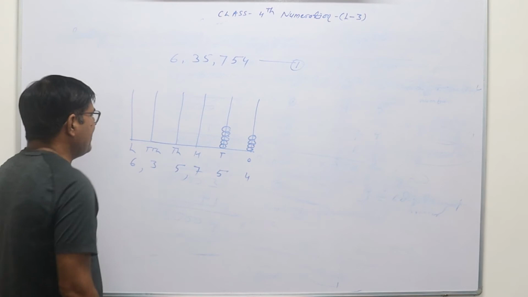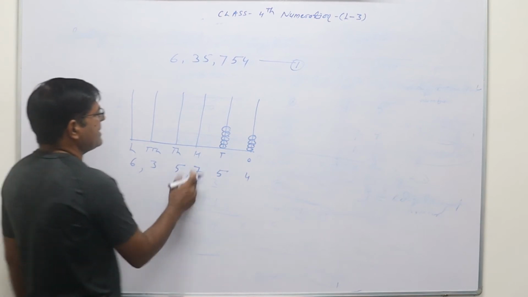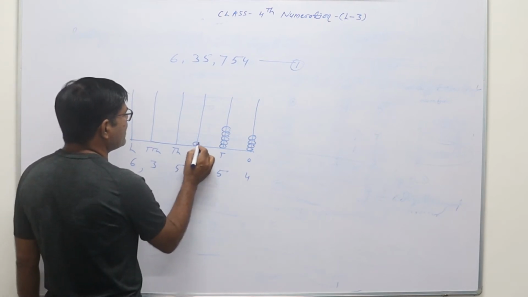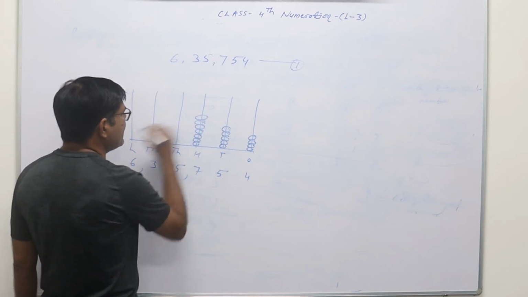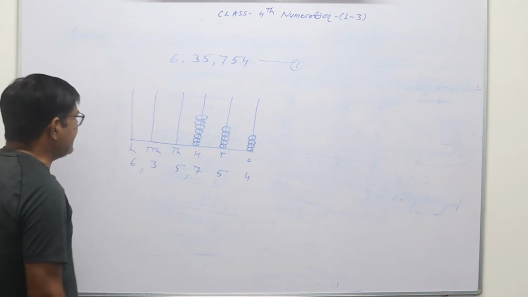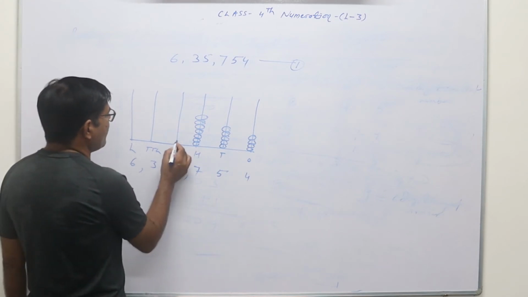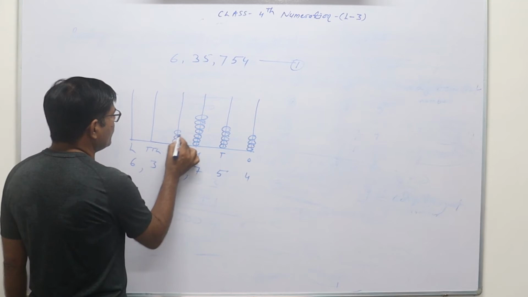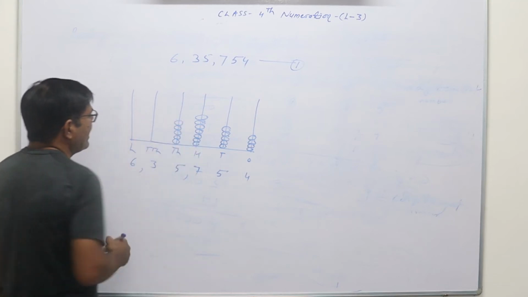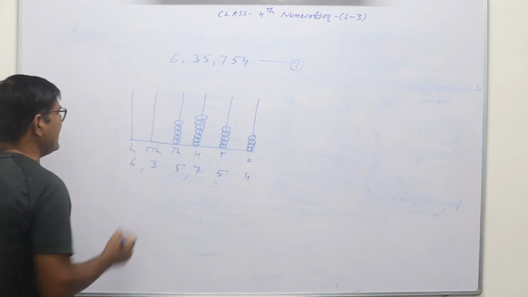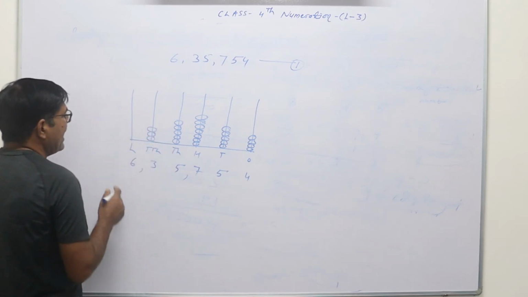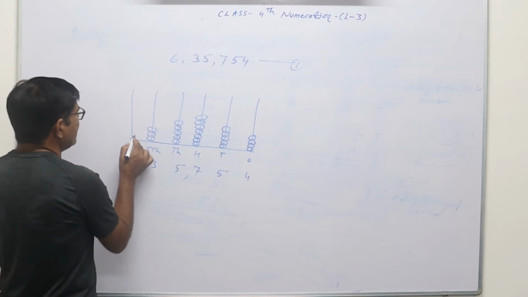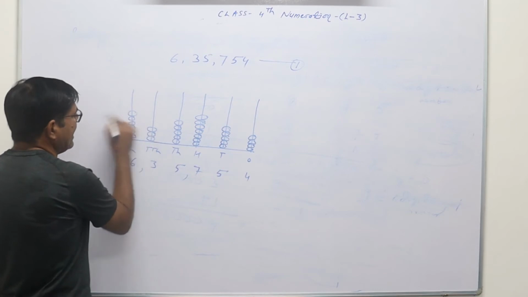Similarly, the digit at hundreds place is 7, so make 7 beads: 1, 2, 3, 4, 5, 6 and 7. Similarly, the digit at thousands is 5, so make 5 beads: 1, 2, 3, 4 and 5. Now the digit at ten thousands is 3, so make 3 beads: 1, 2, 3. And the digit at lakh is 6, so make 6 beads: 1, 2, 3, 4, 5 and 6.